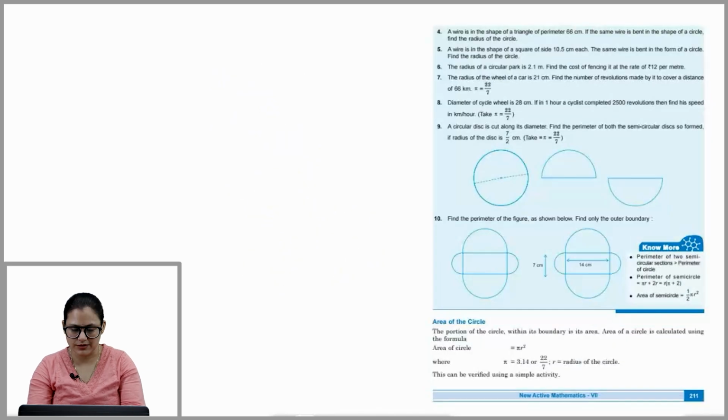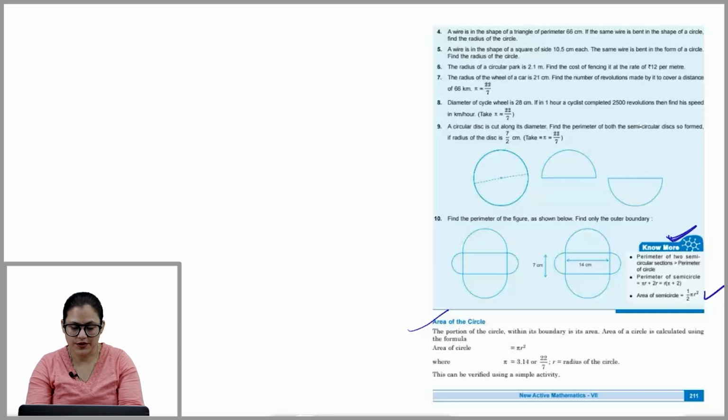Area of a circle. Before that, one more point: the perimeter of two semicircular sections is greater than the perimeter of a circle, and the perimeter of a semicircle is pi r plus r, that is r in bracket pi plus 1. And the area of a semicircle is what? Half pi r square. This is the area.